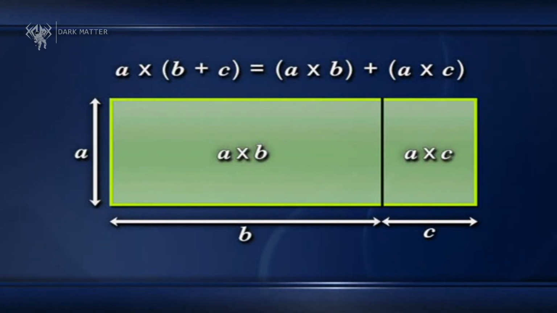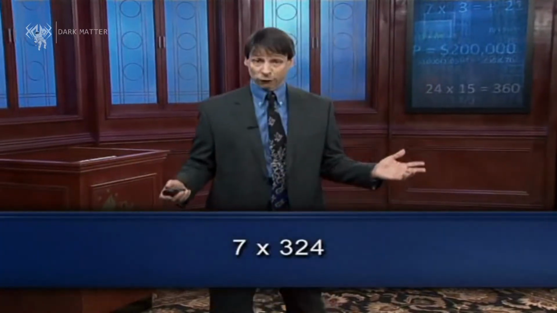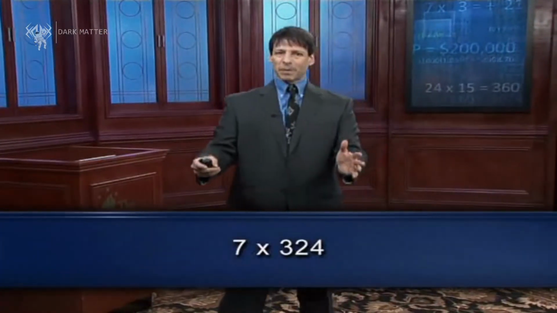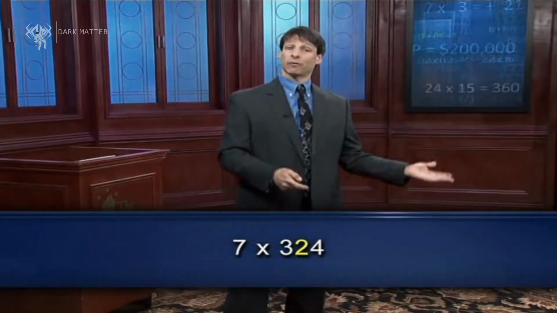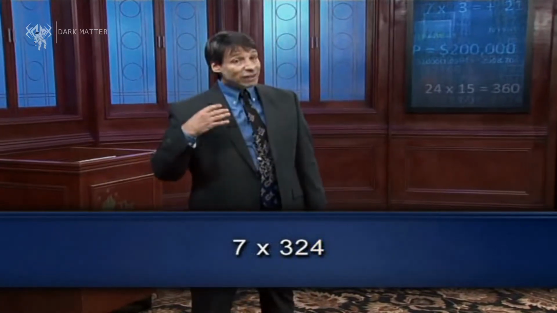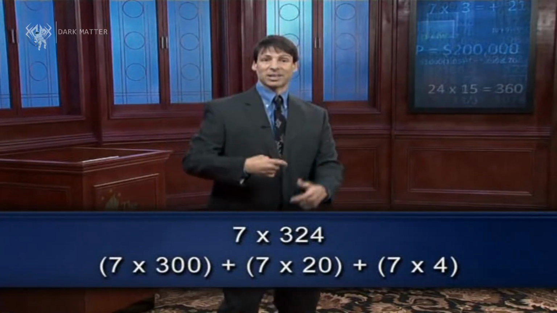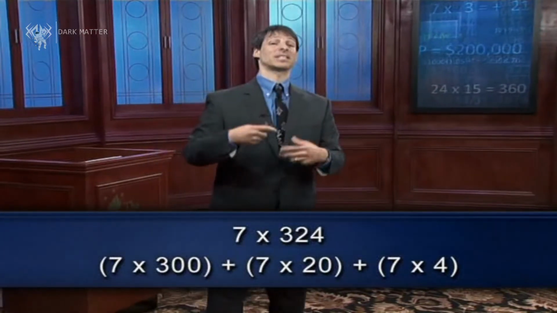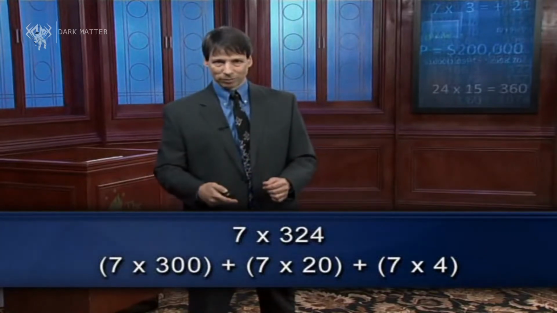Therefore, both quantities are the same. The same logic applies to larger multiplication problems, like 7 times 324. Imagine 7 bags, each containing 300 blue marbles, 20 crimson marbles, and 4 dark green marbles. The total number of marbles is 7 times 324, but it's also equal to 7 times 300 plus 7 times 20 plus 7 times 4, so they must be equal.